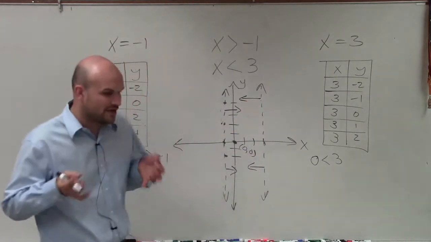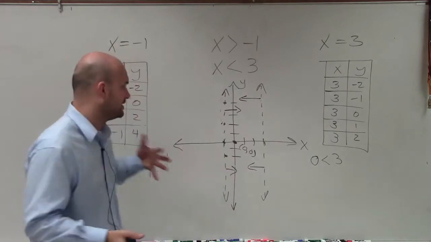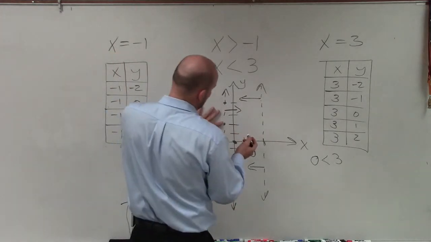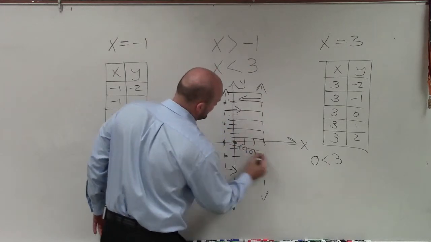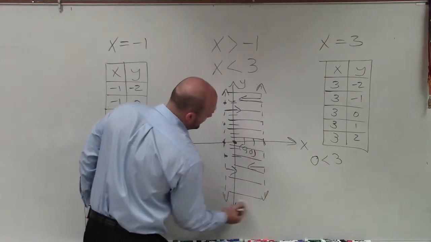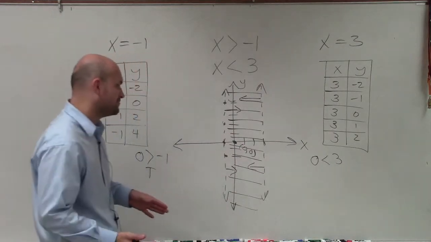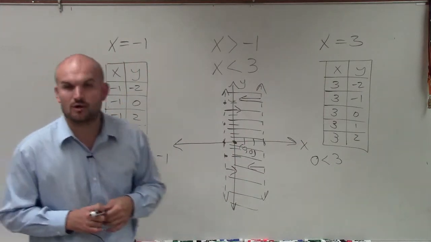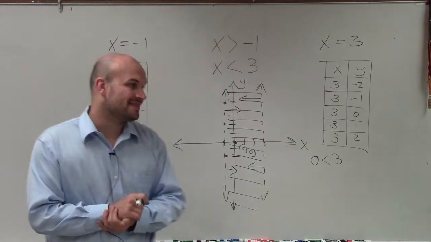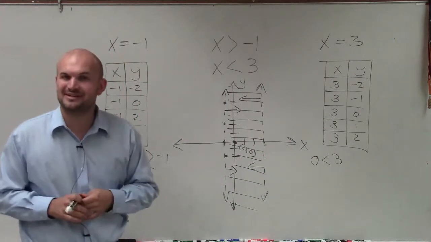Therefore, the only region where both of our inequalities are true is between these two boundary lines. So that is the area that I am going to shade. And that means any point within those boundary lines, if you plug that value in for x, is going to make both of those inequalities true. So there you go, ladies and gentlemen. That is how you graph a system of linear inequalities.